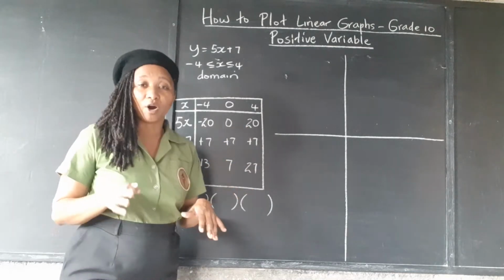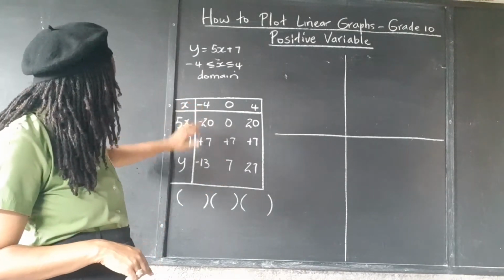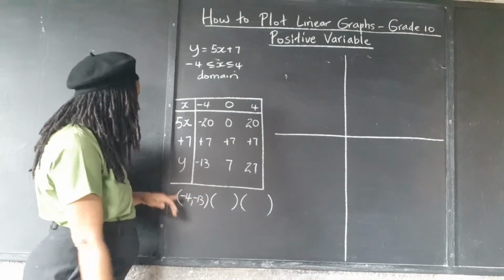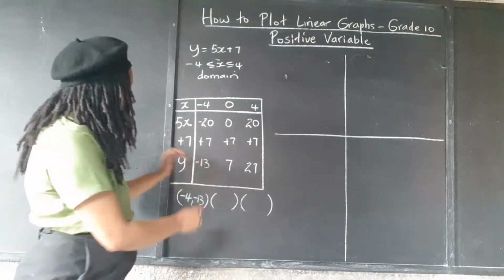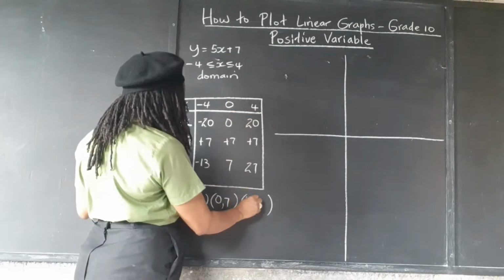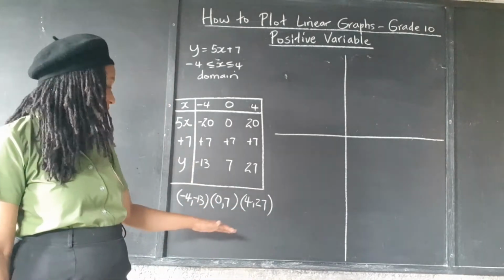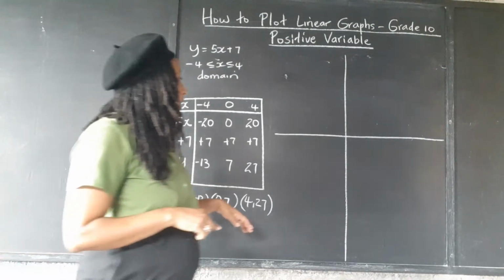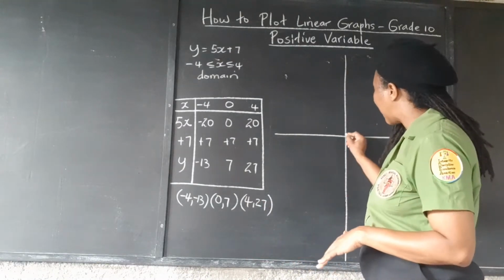So now we can write our ordered pairs, our x value and y value for each. So -4 on the x goes to -13 on the y. (-4, -13). The x value is written first, then the y value. 0 on the x, 7 on the y. And 4 on the x, 27 on the y. So these are our ordered pairs of coordinates that we're going to plot. We're going to move on the x, then move on the y and put a point. So let's rule up our coordinate plane, our Cartesian plane, based on the scale that we want.